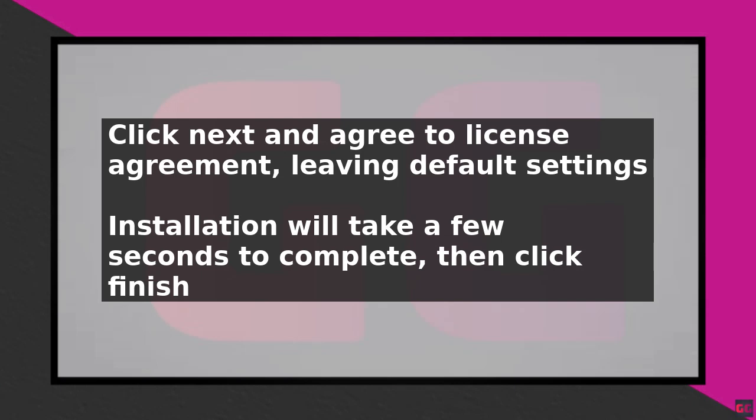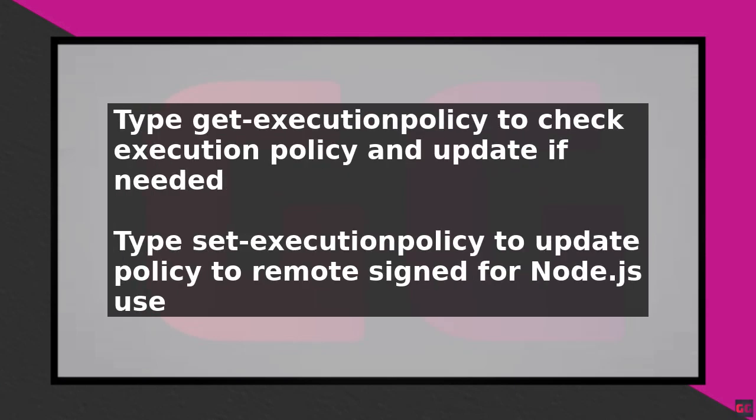If the policy is restricted, you'll need to change it to RemoteSigned. Type Set-ExecutionPolicy -Scope CurrentUser RemoteSigned and press enter. This will update the execution policy, allowing you to use Nodejs as normal.